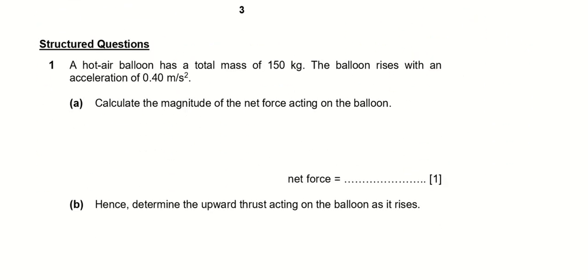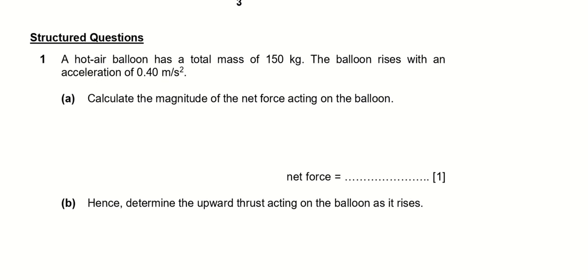Okay, then now we go to structured question. Hot air balloon has a total mass of 150 kg. Let this be M. So it's very important to annotate so you can know what are the formulas that you can fit all this data into. The balloon rises with an acceleration of 0.4 meter per second square. So this is my a.